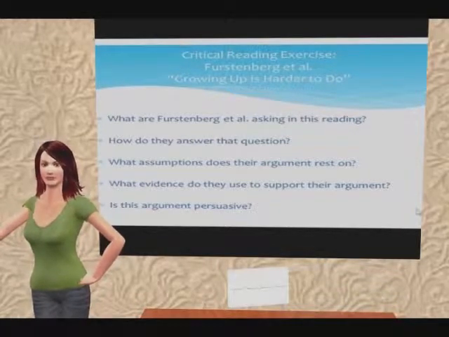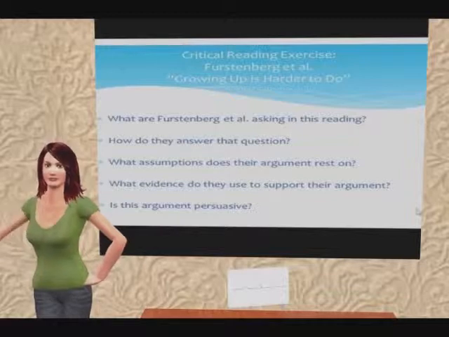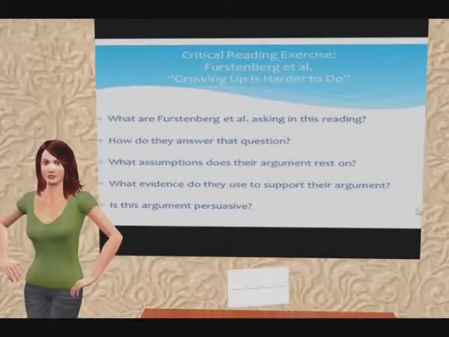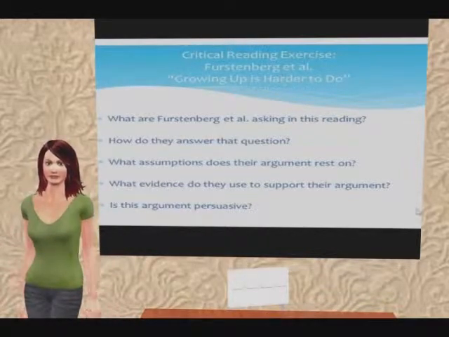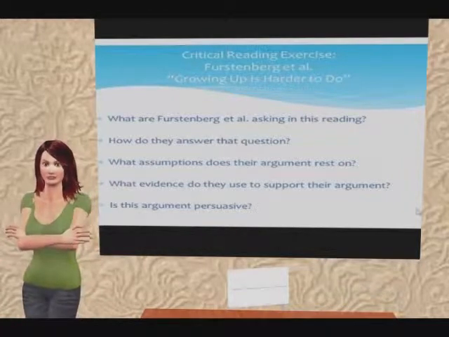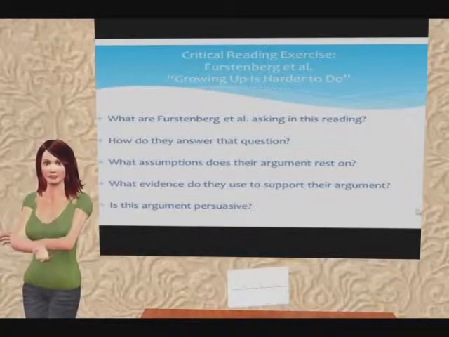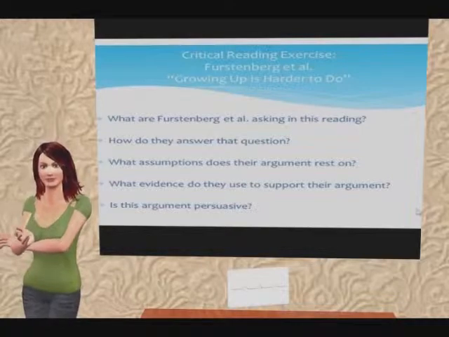But what we're going to do is ask those 5 questions in relation to this reading. What are Furstenberg et al. asking in this reading? How do they answer that question? What are their assumptions? What evidence do they use? And then based on this evidence, is this argument persuasive?